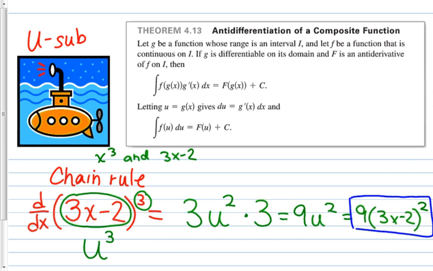So let g be a function whose range is an interval I, and let f be a function that is continuous on I. If g is differentiable on its domain and F is an antiderivative of f on I, then, okay, so basically here I have f and g of x, and in my integral, g of x is the inside function, and then here's the derivative of it, because the chain rule works that way, right? The derivative of the outside times the derivative of the inside. And then what we're going to do is we're going to use the letter u. We're going to substitute the inside function with u, and then its derivative is going to be classified as du.